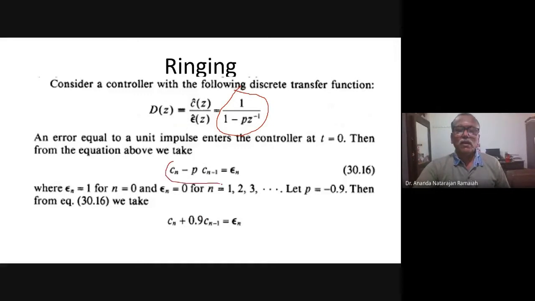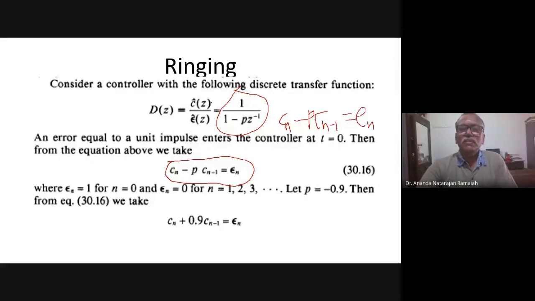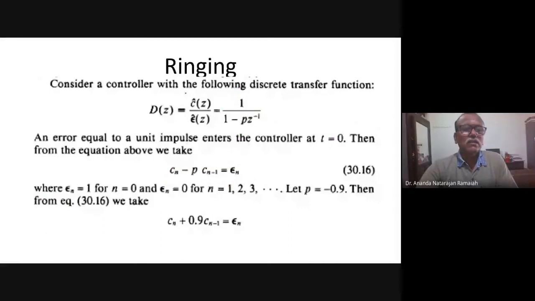C of n minus P C of n minus 1 equal to E of n. How we got this? You cross multiply these two. C of z, if you cross multiply this, what you will get? C of z multiplied by 1 minus p z power minus 1 equal to E of z.